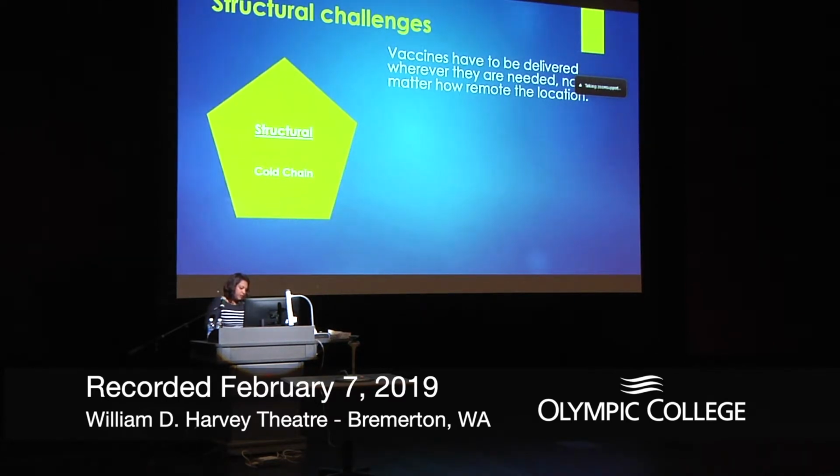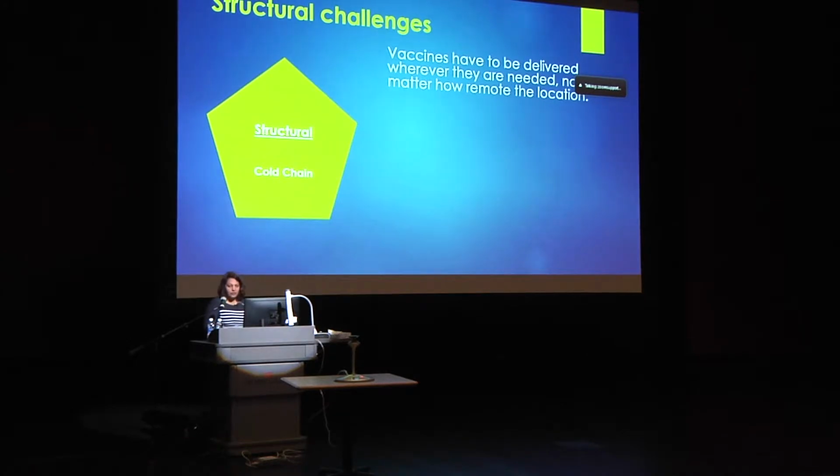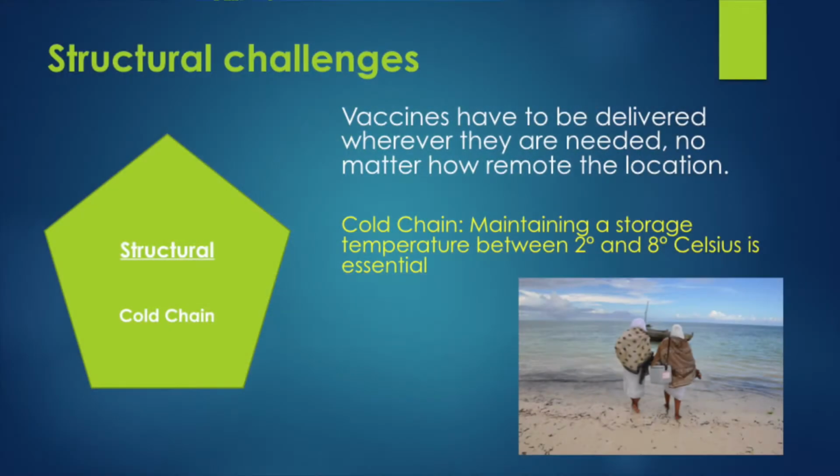Vaccines have to be delivered wherever there is need, no matter how remote the location. If a vaccine is exposed to heat, it is no longer potent. Cold chain, which is a temperature-controlled supply chain, strives to maintain a storage temperature between 2 and 8 degrees Celsius. Again, Gavi helps member countries with training and implementing these practices. This is a picture of healthcare workers transporting vaccines to a remote island in Tanzania using a cold storage box.